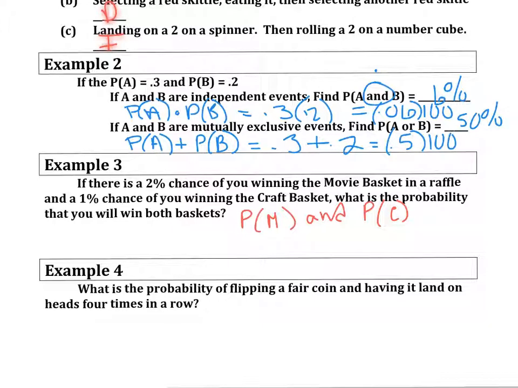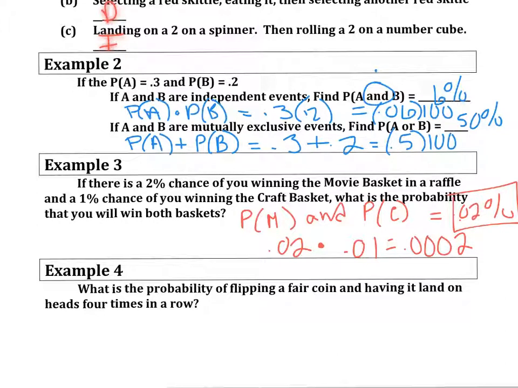We already know them. So 2%, and we're not going to write that as 2. We're going to write it as 0.02. And "and" means multiply, so we will multiply that by the probability of winning the sports basket. So when we do 0.02 times 0.01 to find the probability, we get 0.0002, which after you multiply by 100 would get you to 0.02%. So it's very unlikely you would win both baskets. Not impossible, but a very small chance.